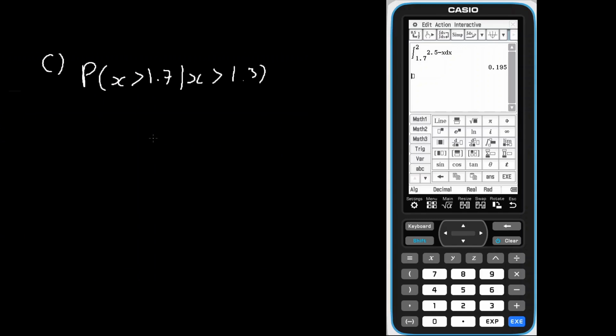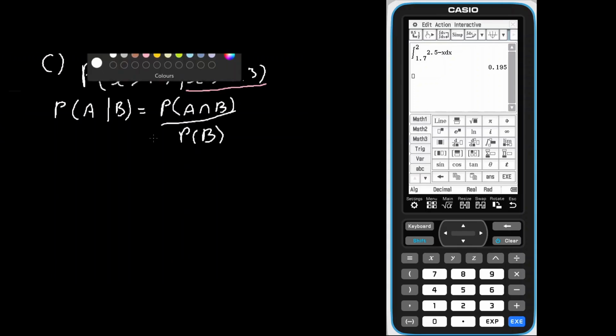Okay, we're going to use this rule here to say that the probability of A given B is equal to the probability of A and B, all divided by the probability of B. So here we're going to have to divide by this thing in pink here. We're going to have to divide by that.